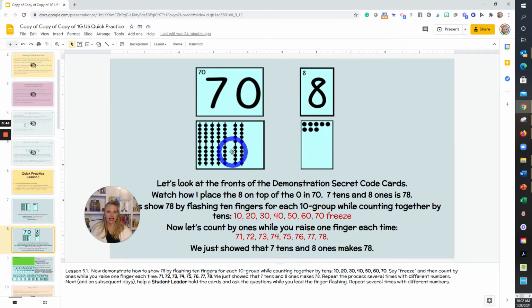Boys and girls, let's count to 78 with finger flashes. We'll count our tens and then our ones. Get ready, count with me. 10, 20, 30, 40, 50, 60, 70, freeze. 71, 72, 73, 74, 75, 76, 77, 78. Nice job. 7 tens and 8 ones makes 78. So just make sure, teachers, that we're always finger flashing our tens on our left and our ones on our right, because it is kinesthetic place value.